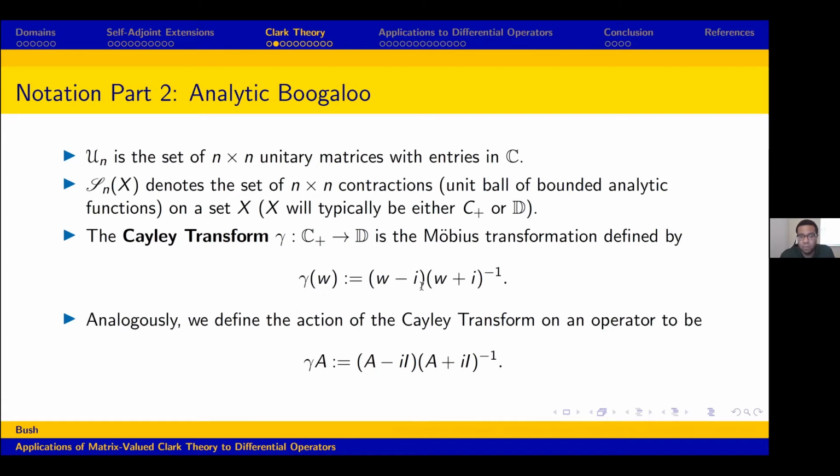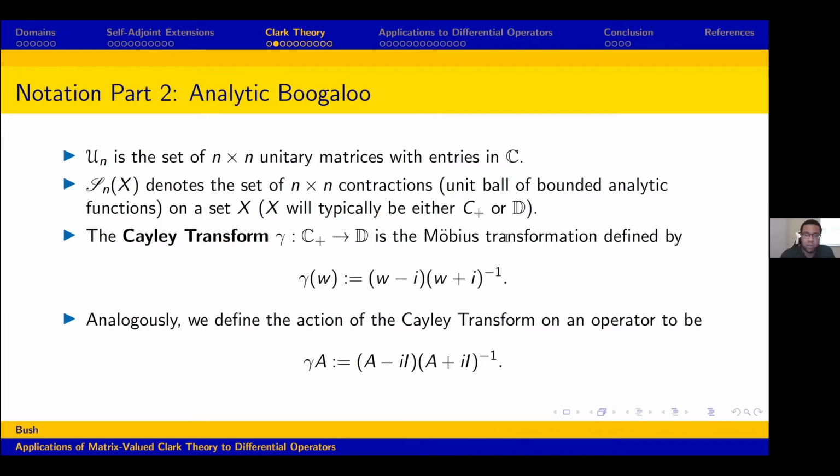So before we delve too deeply into Clark theory, I'm going to set up some further notation we're going to need. We're going to let 𝒰_n denote the set of n by n unitary matrices. We're going to let script S_n(X) denote the set of n by n contractions, which is going to be the unit ball of bounded analytic functions on a set X.